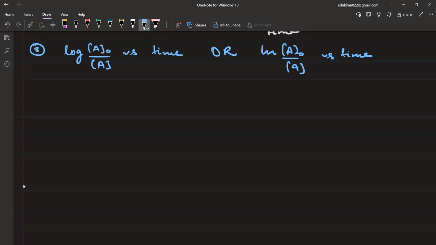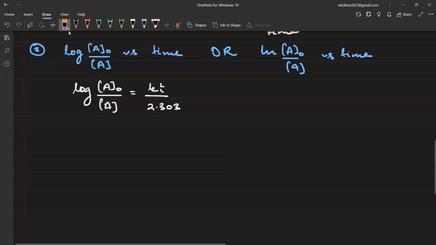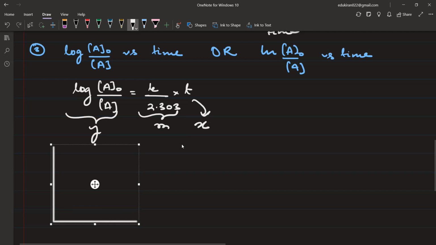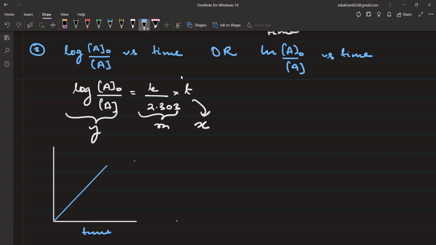Both of the graphs will be very similar. So for this, what is the equation that we are going to use? Log of A naught upon A is equal to KT upon 2.303. I'm just taking away the T for a while because it is my X. So this complete thing is my Y, this is my M, and this is my X. The plot will look something like this. It will be passing through the origin, because Y is equal to mx. In the x-axis we have time, in the y-axis we have log of A naught upon A. Here the slope is the value of m, that is equal to k upon 2.303.